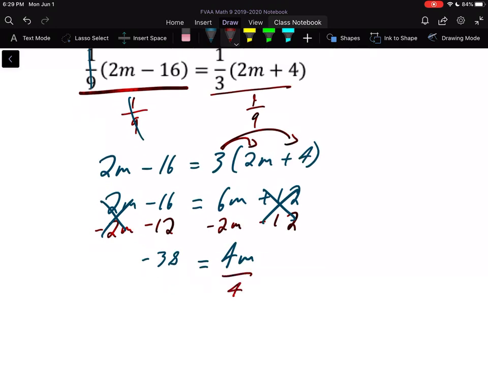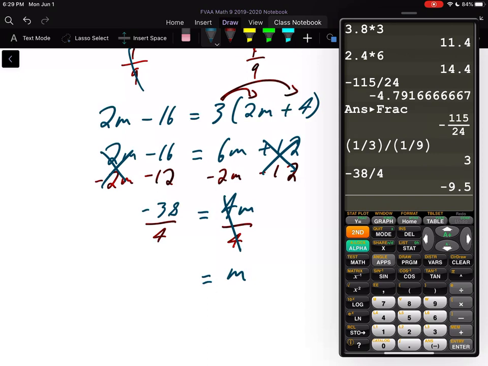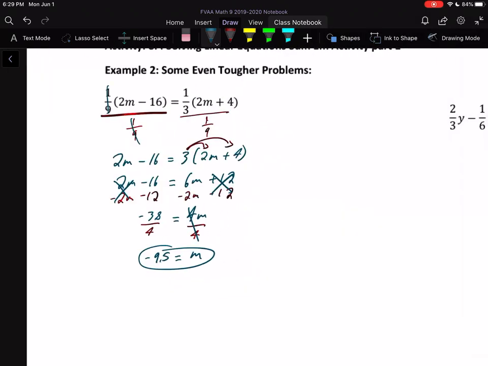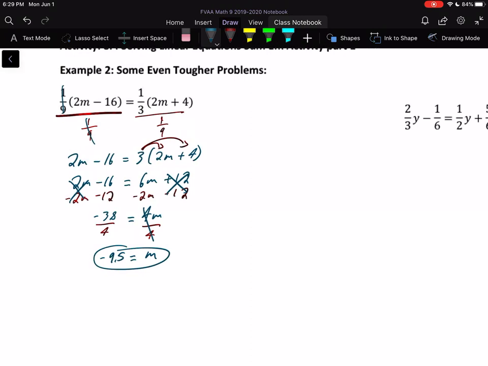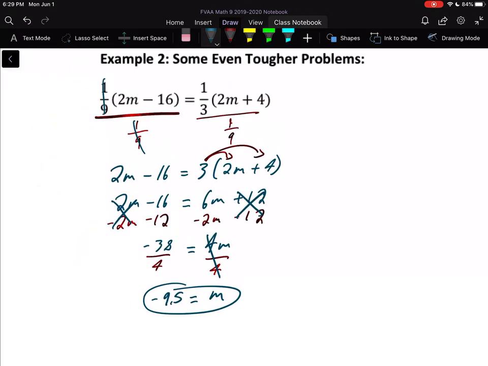Last step, divide by 4 to separate that 4 and the m, which leaves me with just m by itself. And negative 38 divided by 4 is 7. Oh, no, sorry, negative 9.5. And that's your answer for that one there. Or, if you didn't want a decimal, you can turn that into a fraction pretty quickly. So there are ways to avoid fractions even in these questions. So be looking out for those questions.